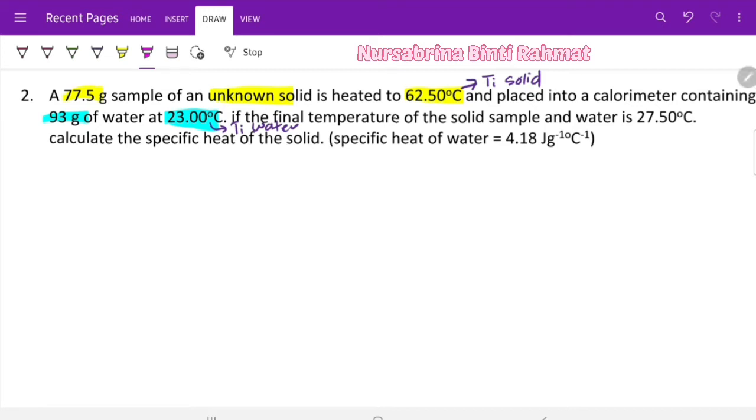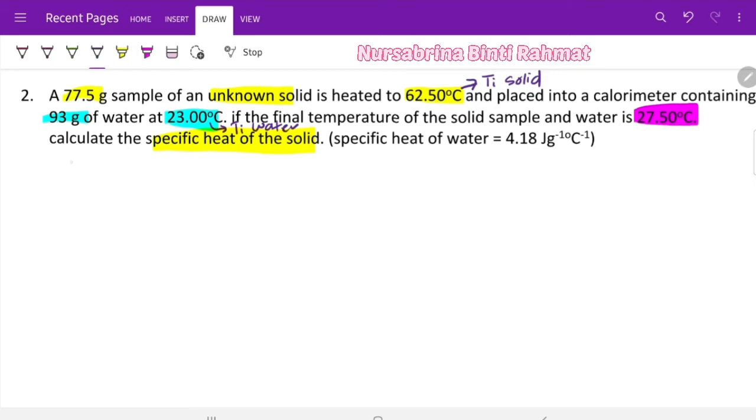So the final temperature should be equivalent on both sides. The question asks you to calculate the specific heat of the solid, meaning the specific heat capacity of the solid. So let's list down the information that you have.